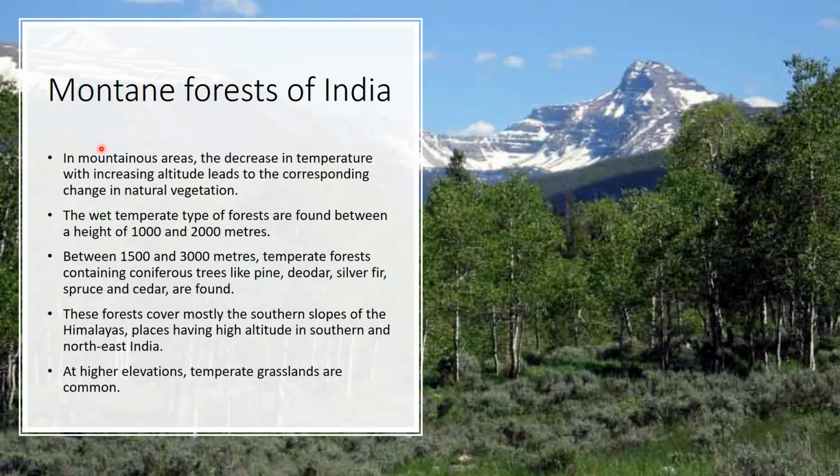The montane forests of India. In mountainous areas, the decrease in temperature with increasing altitude leads to a corresponding change in natural vegetation. The wet temperate type of forests are found between a height of 1,000 and 2,000 meters. Between 1,500 and 3,000 meters, temperate forests containing coniferous trees like pine, deodar, silver fir, spruce and cedar are found. These forests cover mostly the southern slopes of the Himalayas, places having high altitude in southern and northeast India. At higher elevations, temperate grasslands are common.